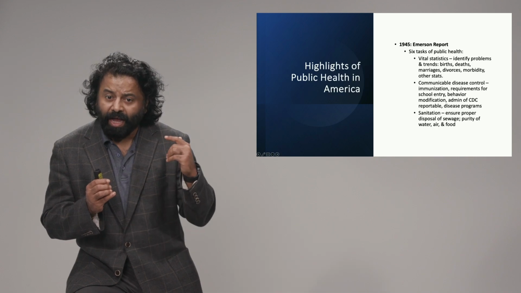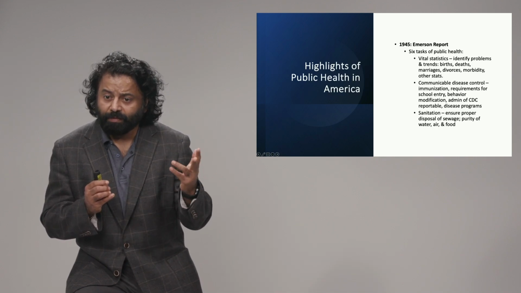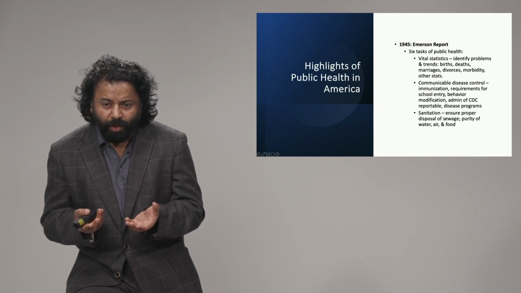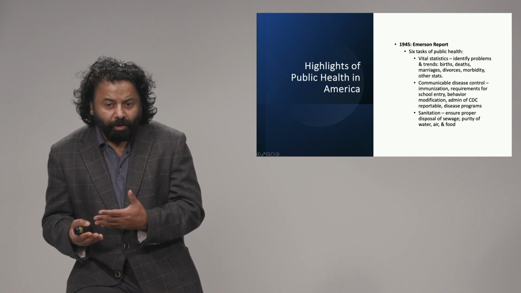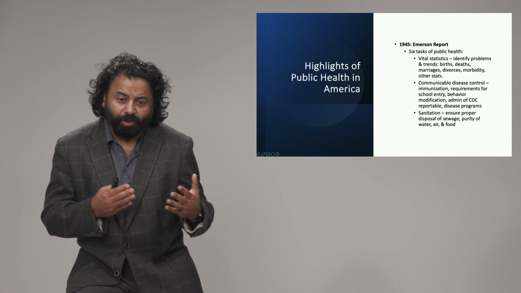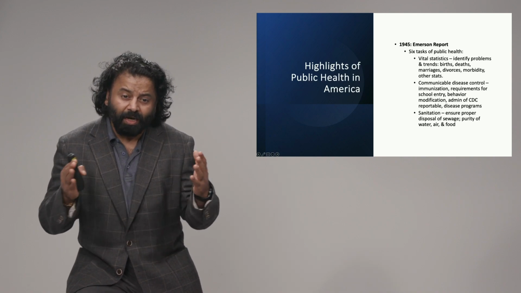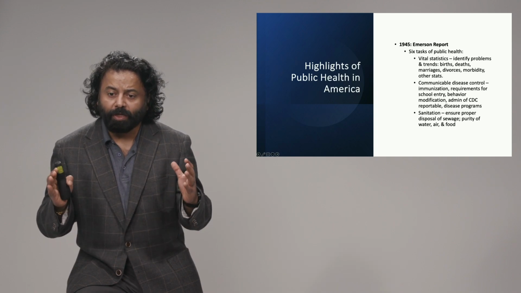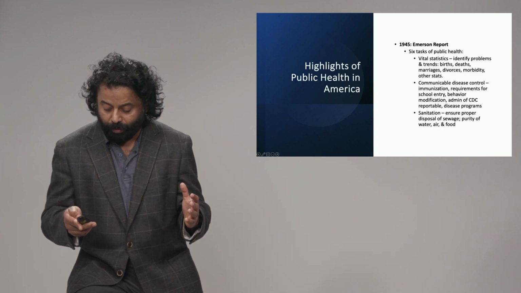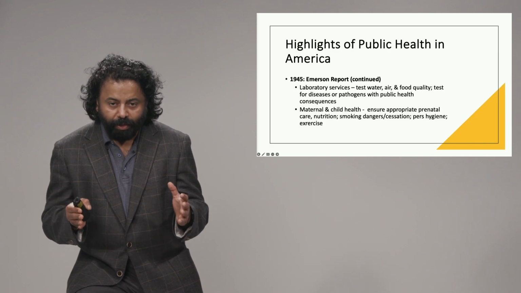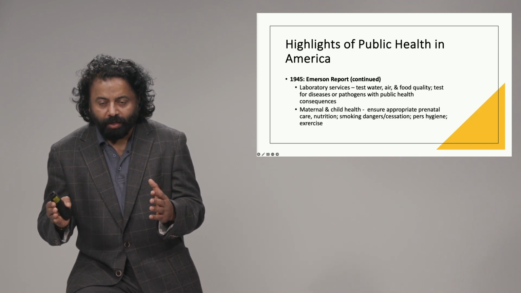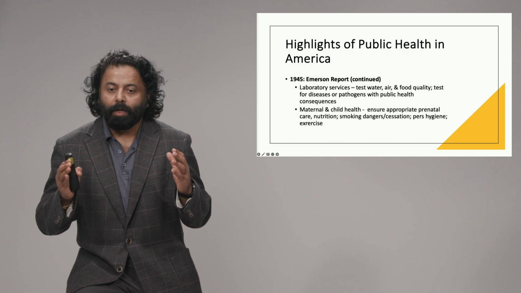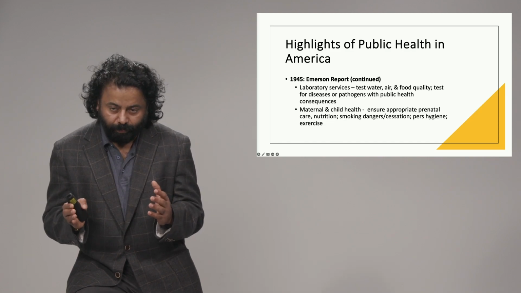Vital statistics: identifying trends in births, deaths, marriages, divorces, morbidity, and other statistics. Then communicable disease control: establishing immunization programs, school entry requirements, behavior modification strategies, and administering CDC reportable disease programs all come under communicable disease control. Sanitation is ensuring proper disposal of sewage and purity of water, air, and food. Laboratory services: testing water, air, and food quality, and testing for diseases or pathogens with possible or potential public health consequences.